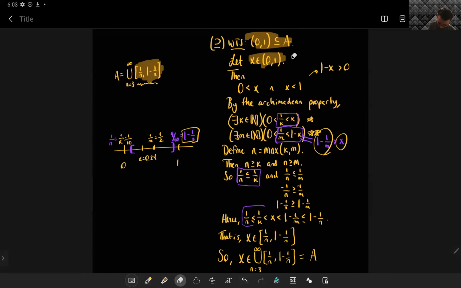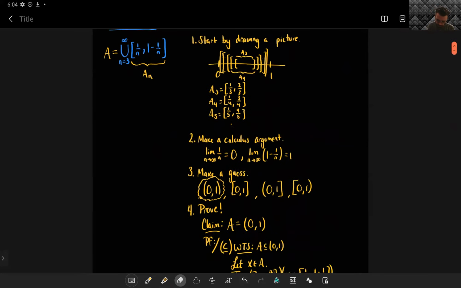Okay, so that was quite a bit of work. There may be some easier ways to argue it. Again, the calculus approach is a good start, talking about limits and everything. That at least gets you what the endpoints are. Maybe there are easier ways to argue whether the endpoint should be open or closed. But this is the most formal way to do it. So why not show you that way?